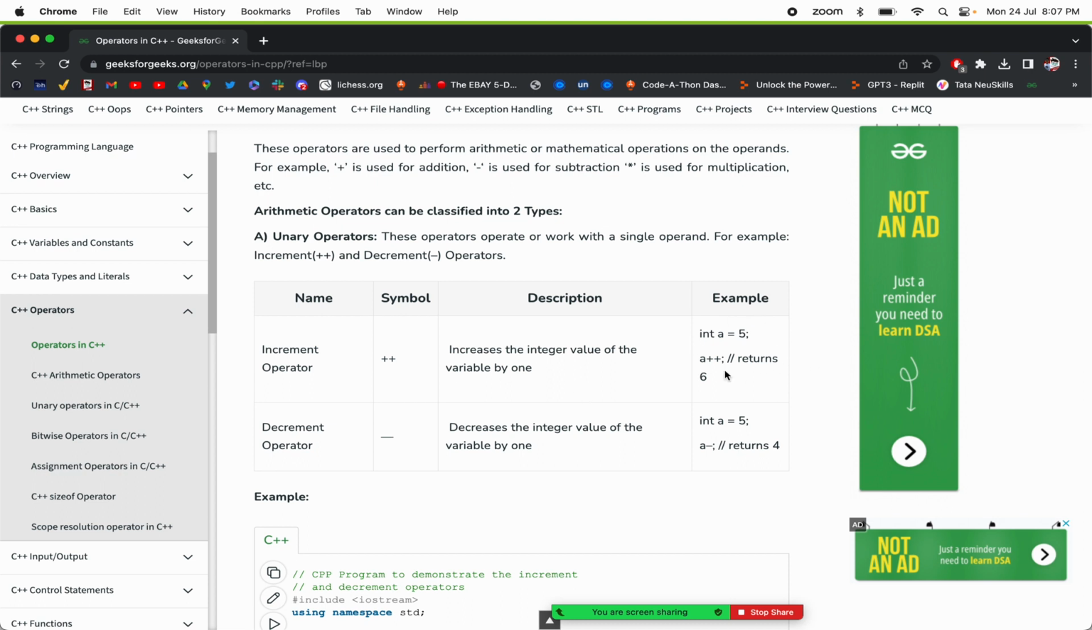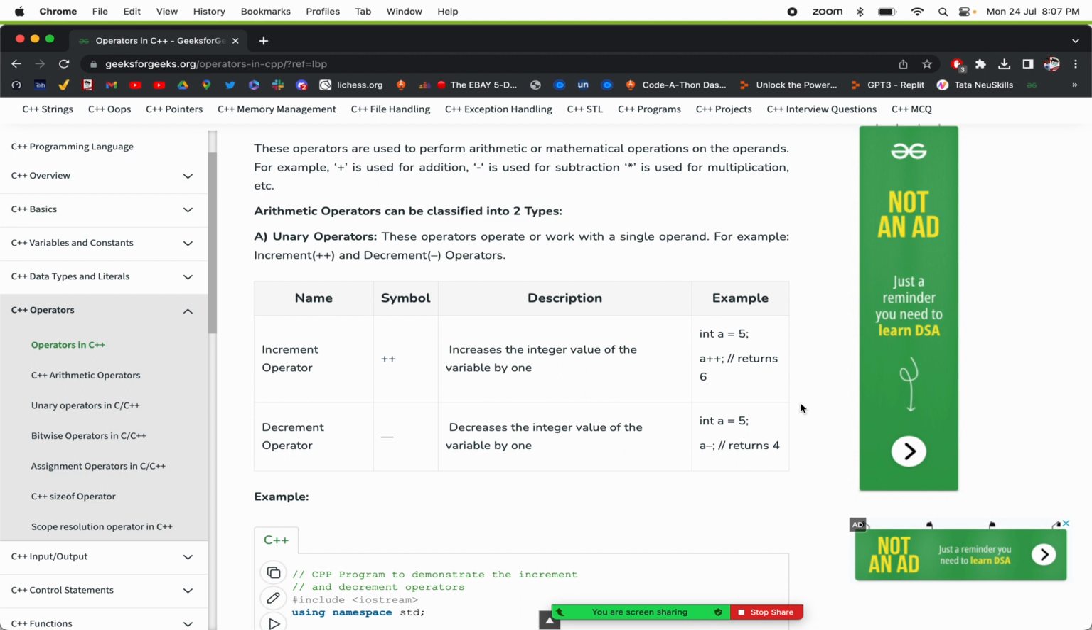So if we have a and we just say a plus plus, now a's value will be set to 6, right? We also have the decrement operator, minus minus. If you say a is equal to 5 and you say a minus minus, it will subtract 1 from the value of a, right? So 5 will change into 4. So in the increment we were getting a as 6, and in decrement we were getting a as 4, right? So a's value was set to 4.